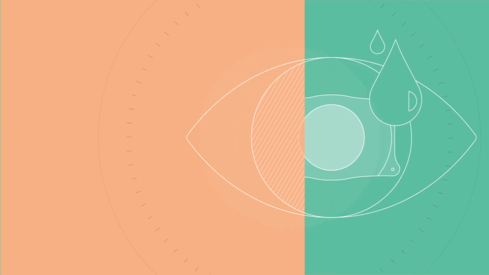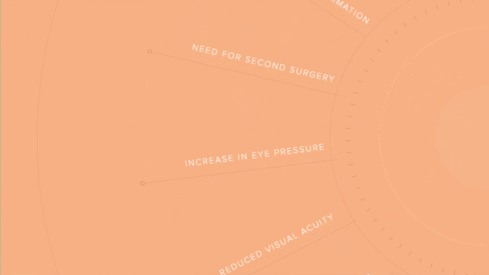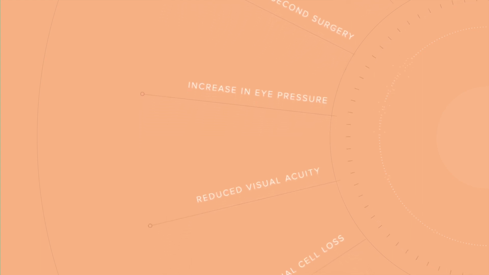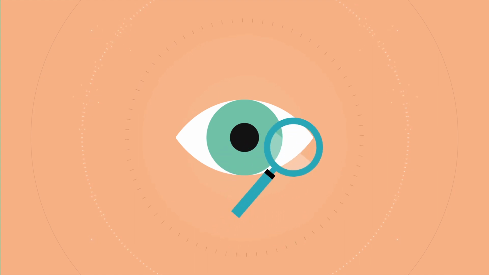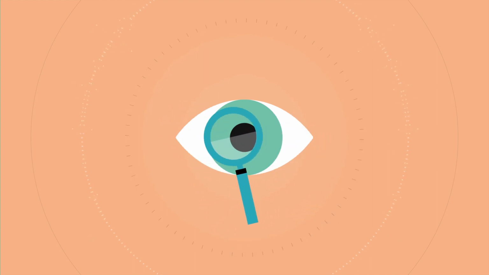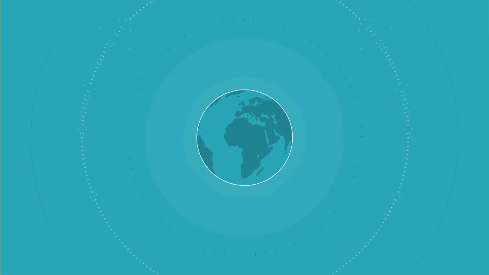Like LASIK and all other eye procedures, there are risks. Therefore, before considering the Visian ICL procedure, you should have a complete eye examination and talk with your eye care professional, especially about the potential benefits, risks, and complications. Improving your vision means seeing the world as it was meant to be seen.